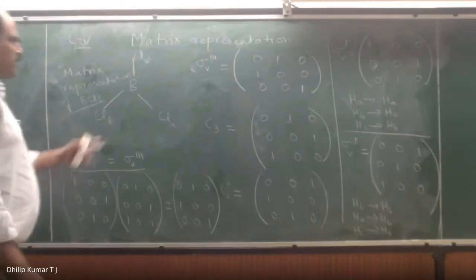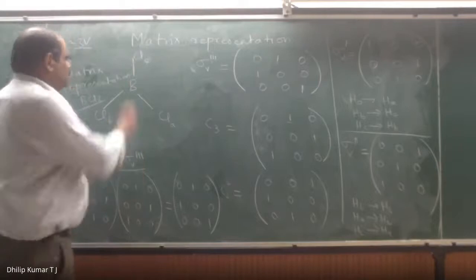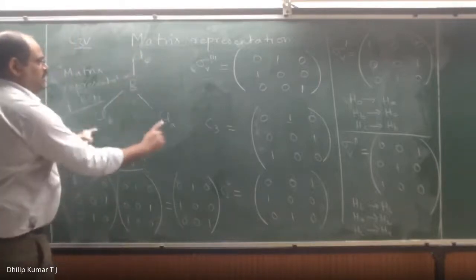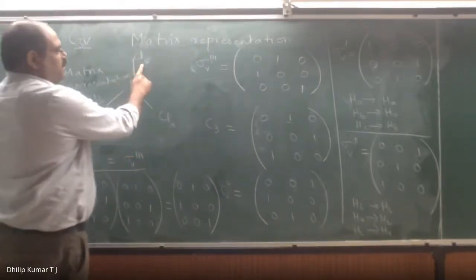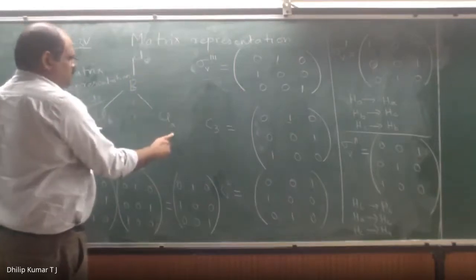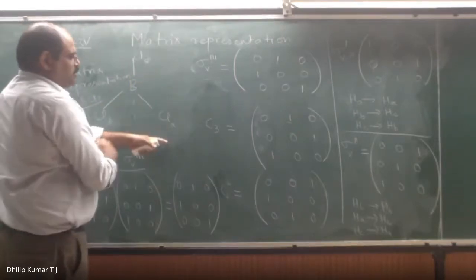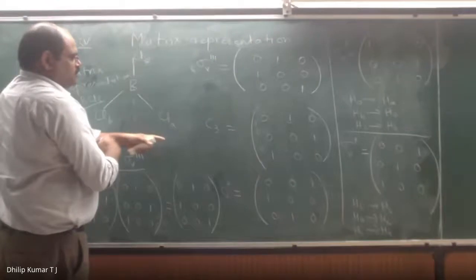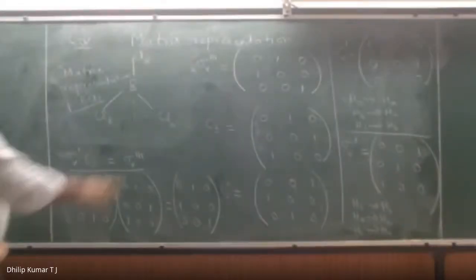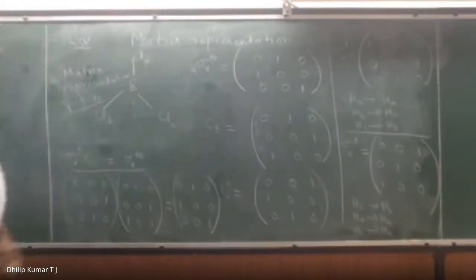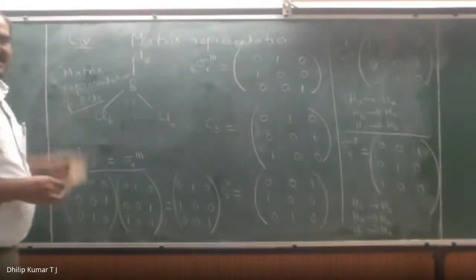When it comes to C2, C2 is passing through this bond, right? You rotate it. So this atom will remain the same, whereas these two will be interchanging. Interchanging means you just change the position, and then you can write it. Okay, just try it for BCl3.